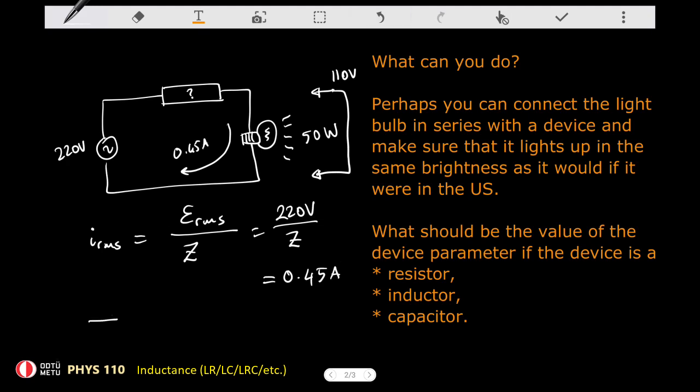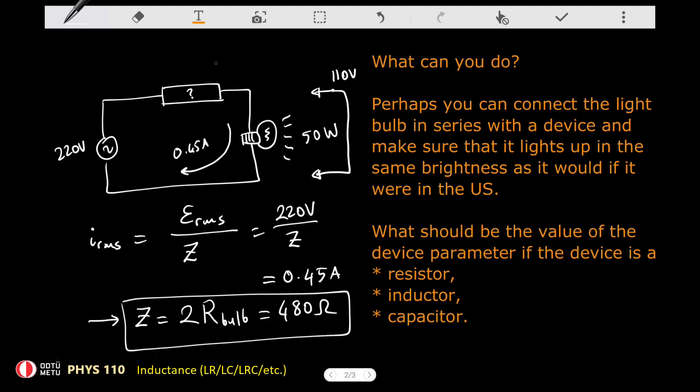So the impedance of the circuit should be equal to 2 times the resistance of the light bulb, which means 480 ohms. I have to choose this device in such a way that the whole circuit has an impedance which is twice the resistance of the light bulb. I think this is the starting point we should use, and with this we can simplify the analysis of all the other situations.